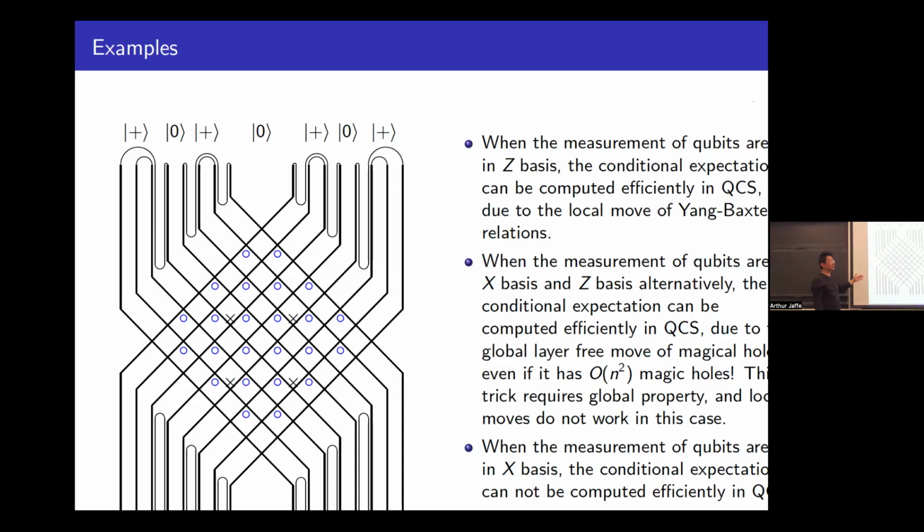So same circuit, but different kinds of measurement give three kinds of results. One is easy to classically simulate by local moves. Secondly, easy to simulate, but by global moves, not local moves. So that previous method won't work for the second case. Third one is hard to simulate.